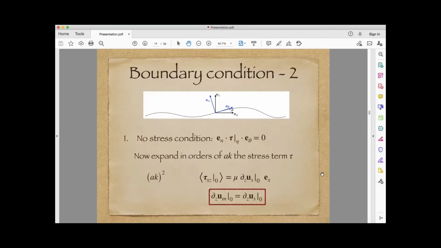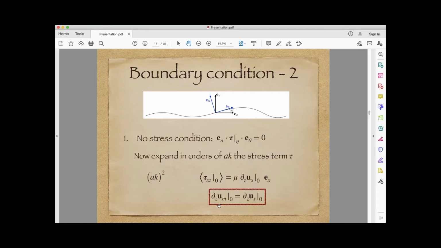The second boundary condition is slightly less trivial. One has to take the stress boundary condition and expand it in orders of AK. Then you have to write down the expression for the stress tensor, expand it in terms of AK, and you do some averaging later on. What one finds is that if you do this averaging, the actual boundary condition for the mean flow is that there is a stress applied by the wave on the mean flow. So on average, you do have a stress induced on the mean flow by the surface gravity waves.